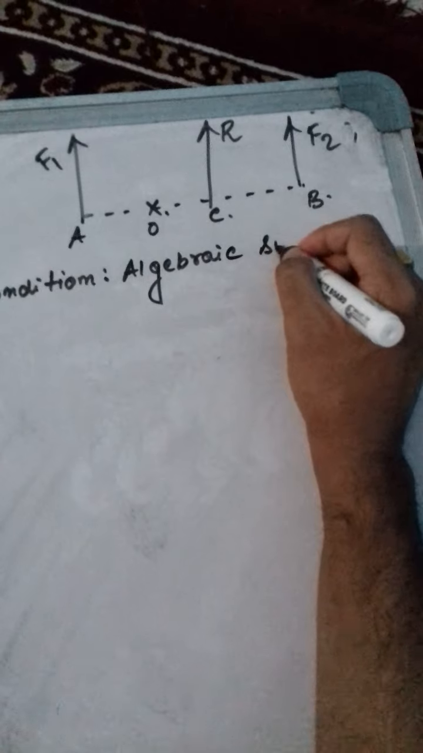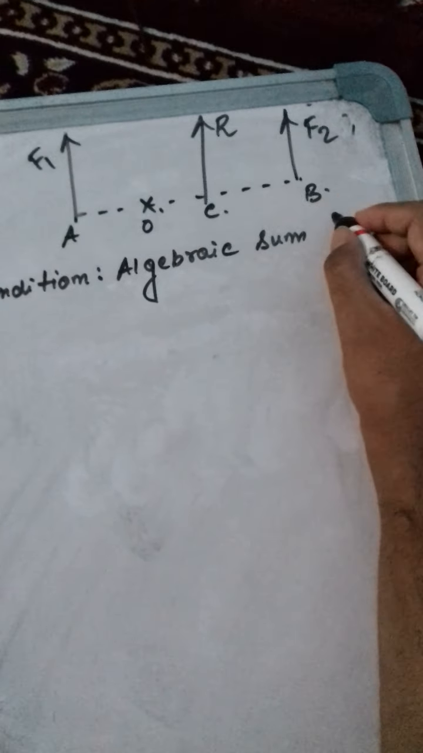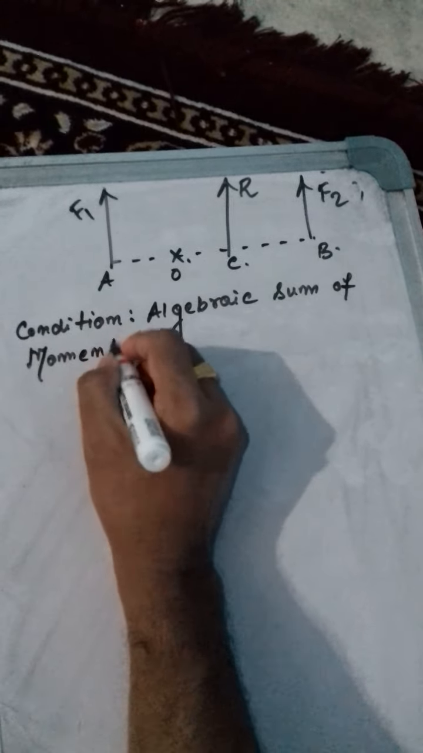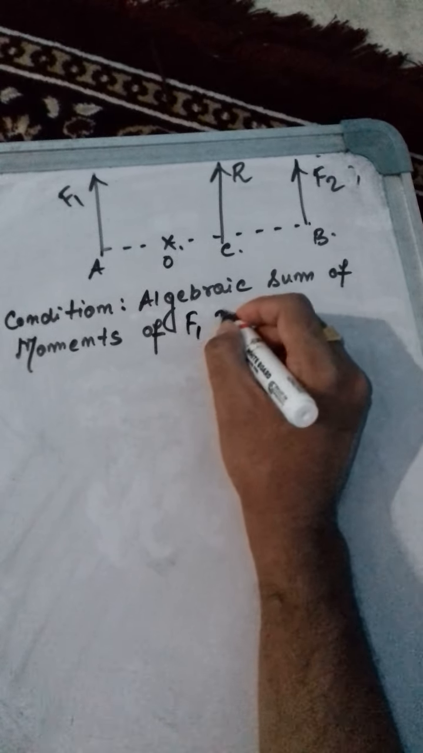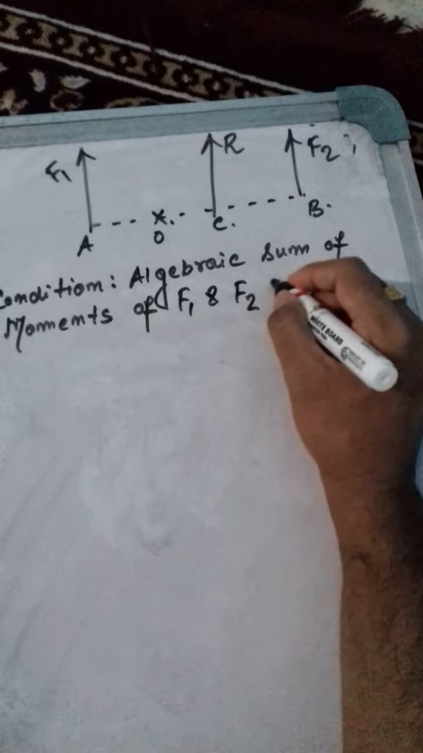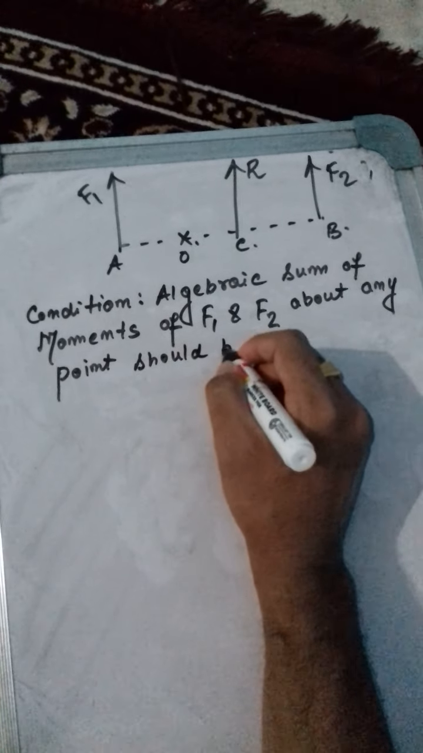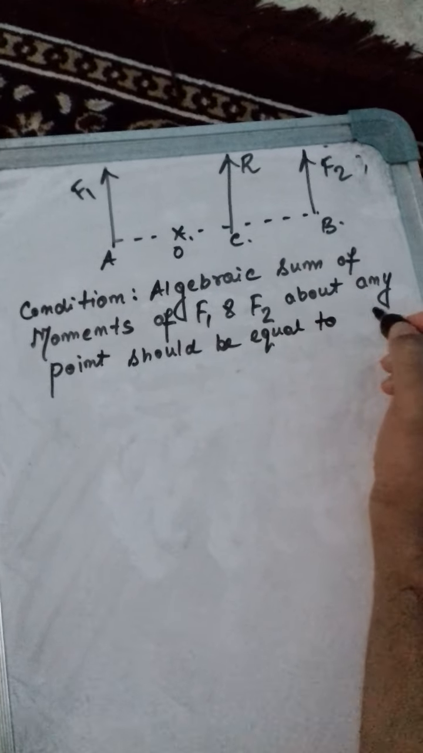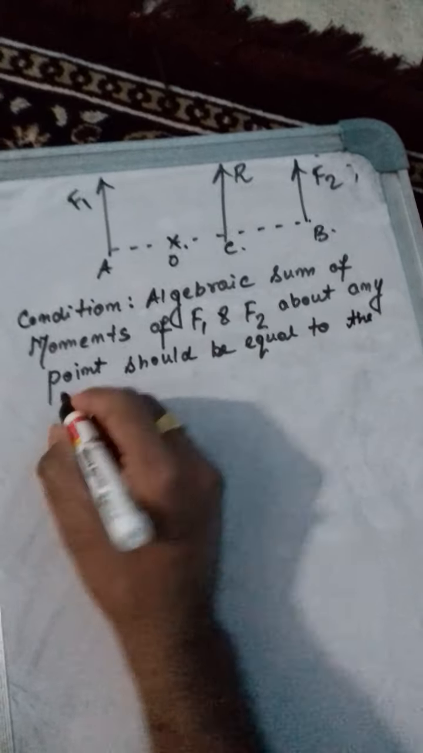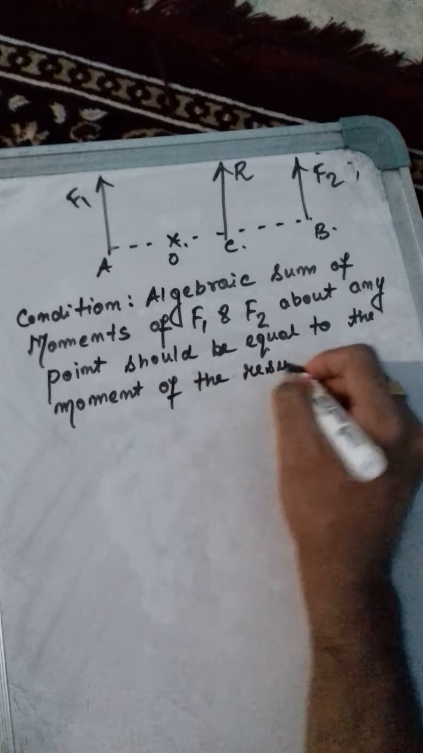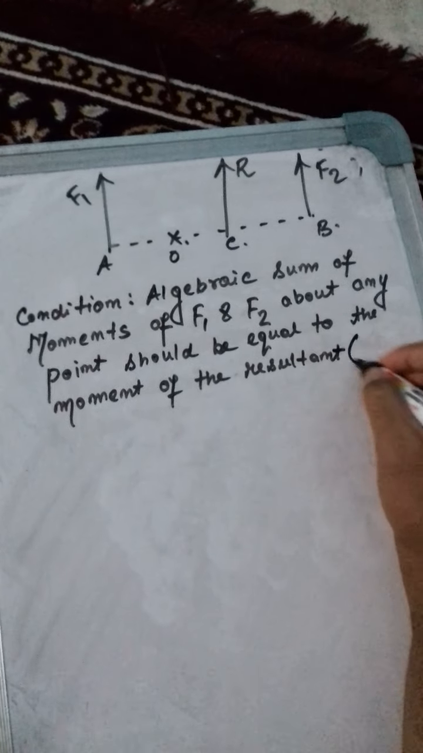The algebraic sum of moments of F1 and F2 about any point should be equal to the moment of the resultant about that point.